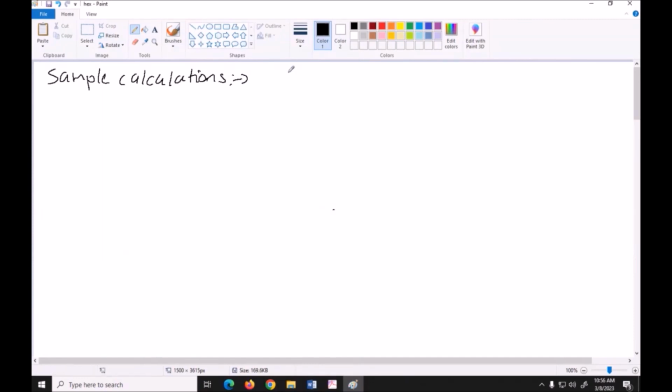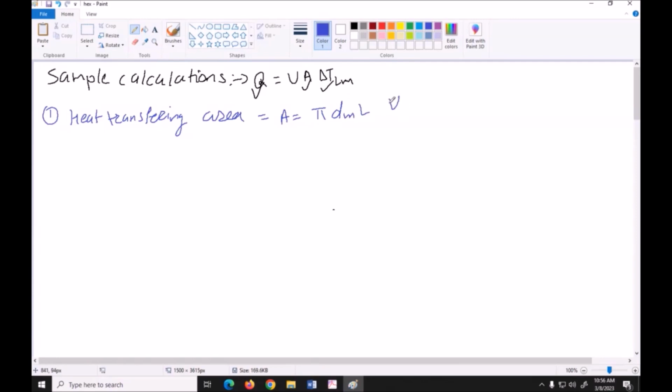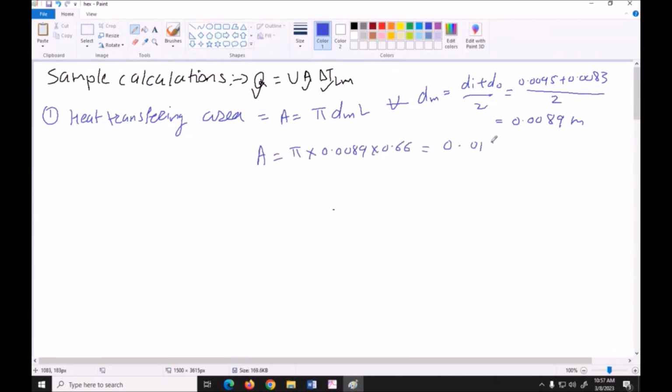My target is U, the overall heat transfer coefficient. U is equal to Q by A delta TLMTD. So I need to collect all the parameters required to find U. First, the simplest is the area, and it is common for both heat transferring areas. A is equal to pi D_m L, where D_m is equal to (Di plus Do) by 2. So I can find the area, which is 0.01845 meters square.